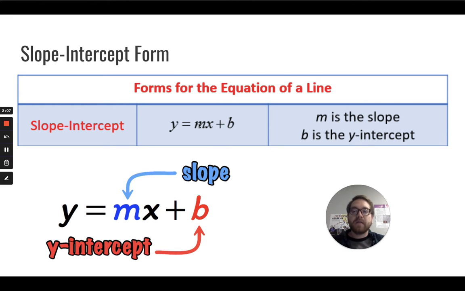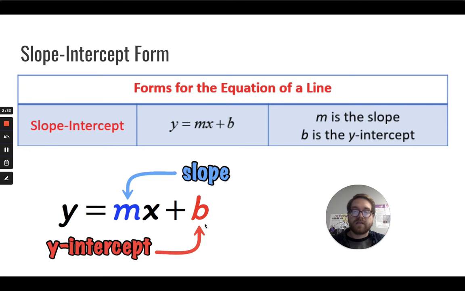But the two main parts that we want to pay attention to today are the m and the b here. The m is the slope. That's the letter we use to represent slope. And b is the y-intercept. That's the letter we use to represent the y-intercept. Both of those are fixed numbers for each individual equation. So one equation is going to have a number for an m and a number for a b, the slope and the y-intercept.